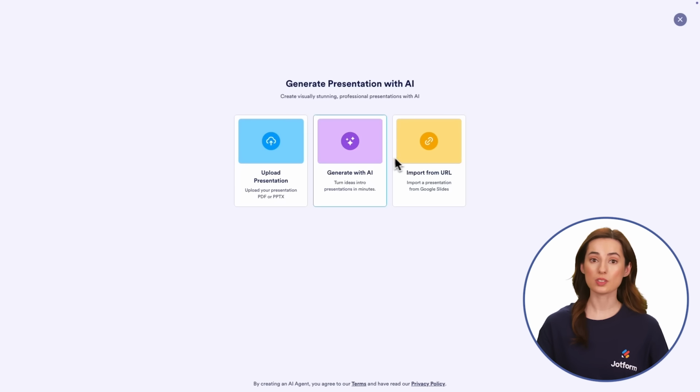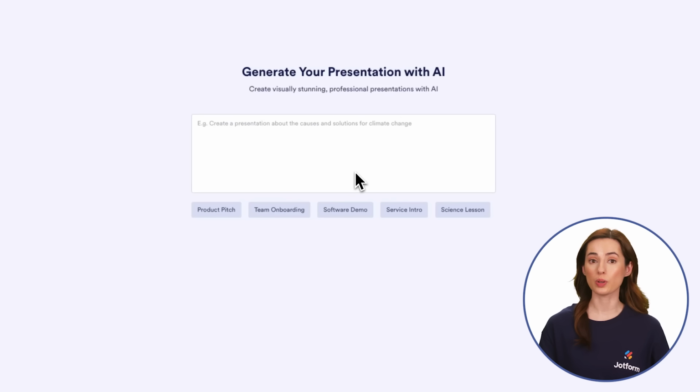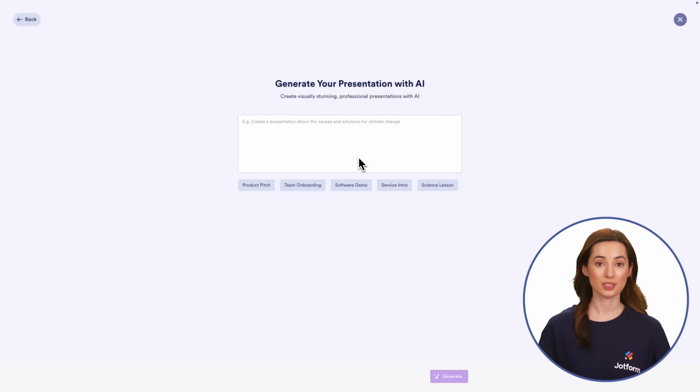In this example, select Generate with AI to create a presentation from a prompt. In the Generate Your Presentation with AI workspace, enter a short description of the presentation you want to create. The AI will use this prompt to generate a structured presentation.